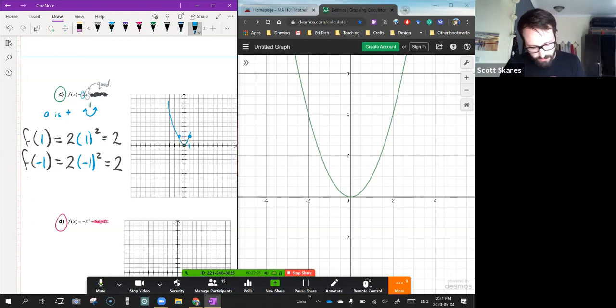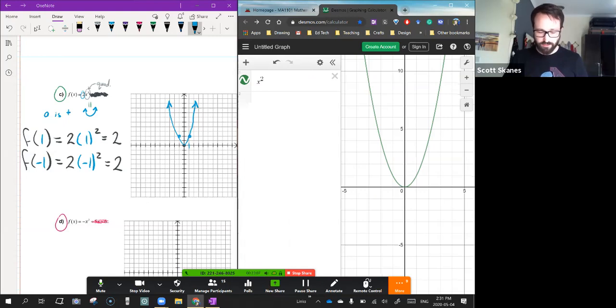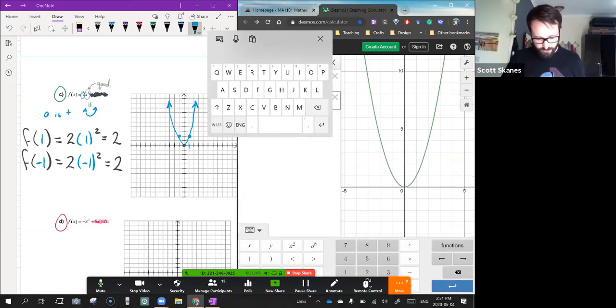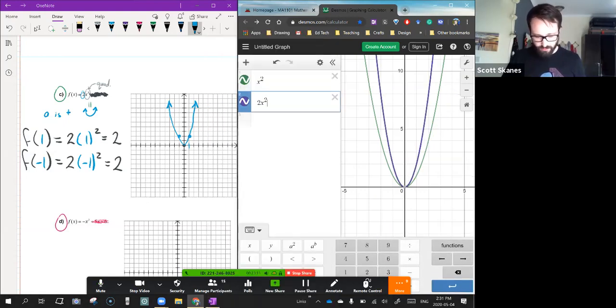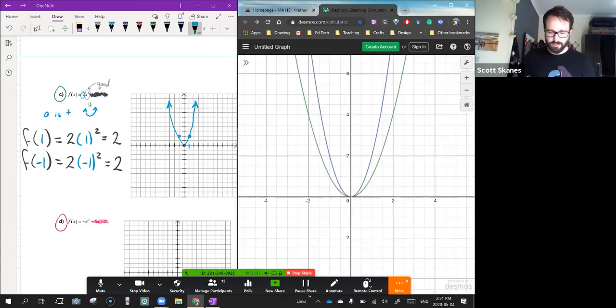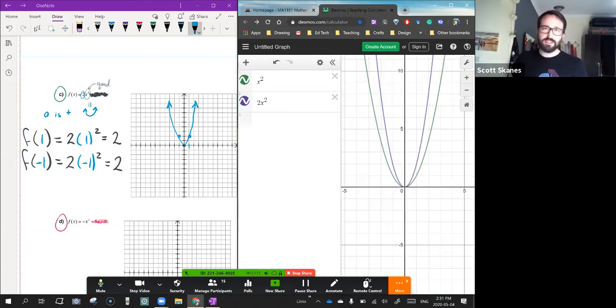I'll just sketch it like this, and that's enough. It doesn't need to be perfect. But you need to be able to show at least a few things, okay? Let me show you a comparison. This is x squared. What if I graph 2x squared? You see the difference? The green one is the original, and the purple one is the 2x squared. It's kind of like it got stretched up.